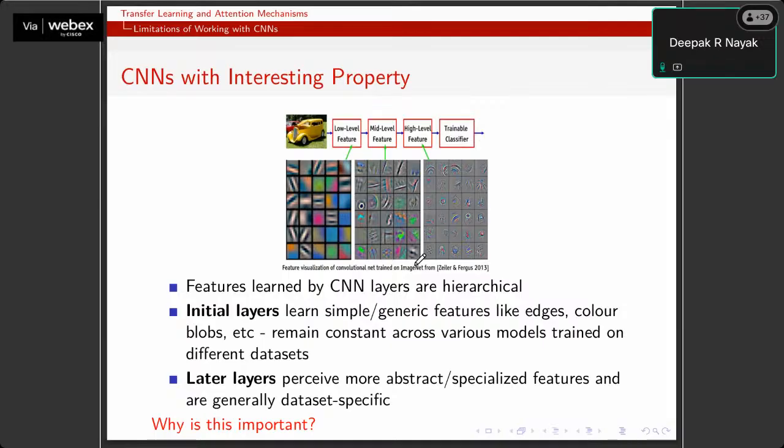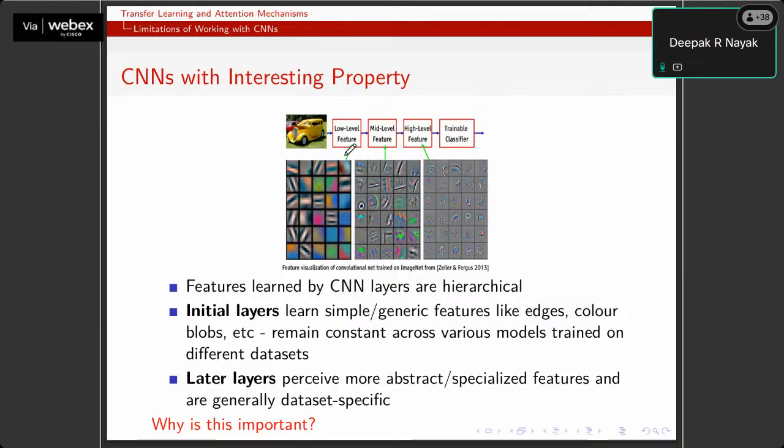Before we discuss transfer learning, let us also look at some of the interesting properties of the convolutional neural network, which are really important to understand the concept of transfer learning. Now, if you see here, we know that a convolutional neural network contains multiple convolutional layers.